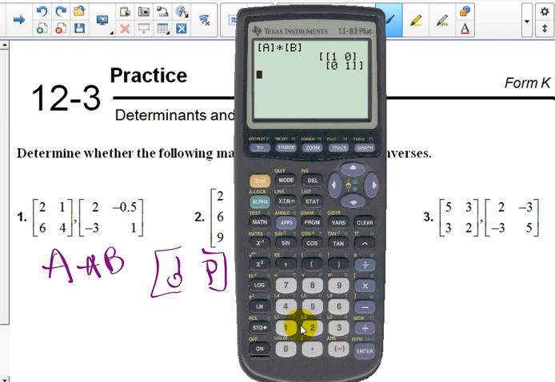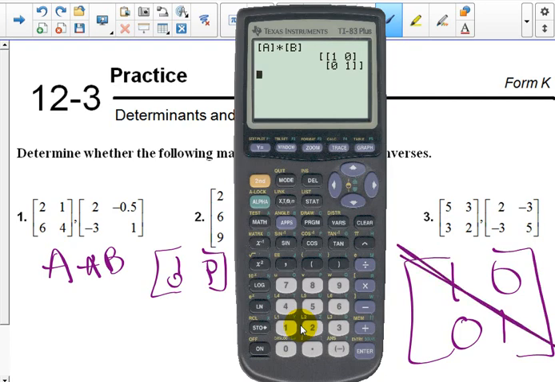So do we have ones on the diagonal? Yes, because it looks like this. 1, 0, 0, 1. We have this. So there's an identity. Now, we've done A times B, and it checks out.